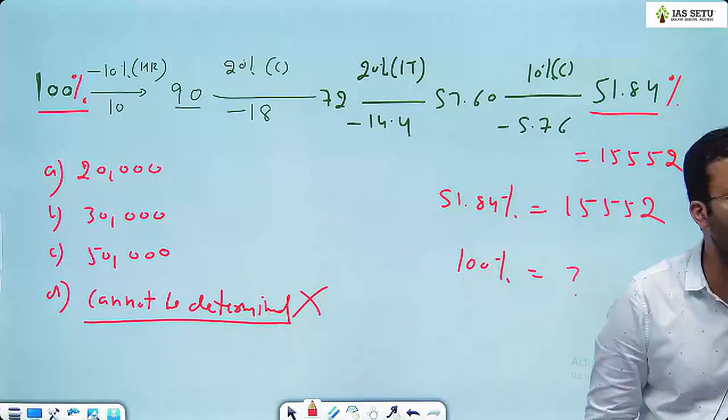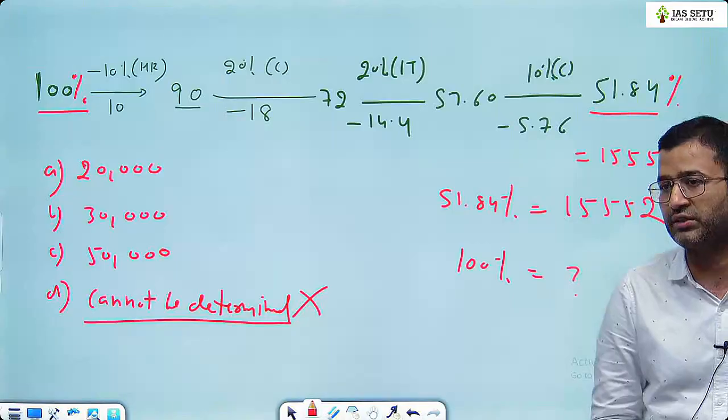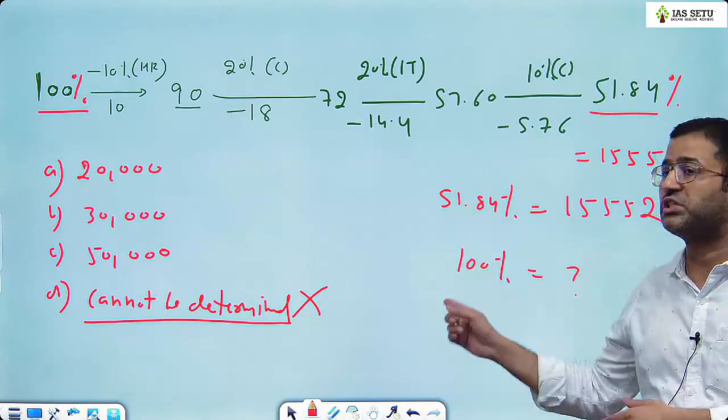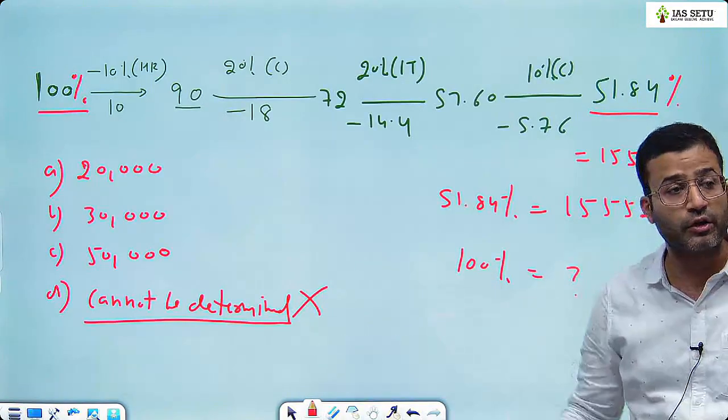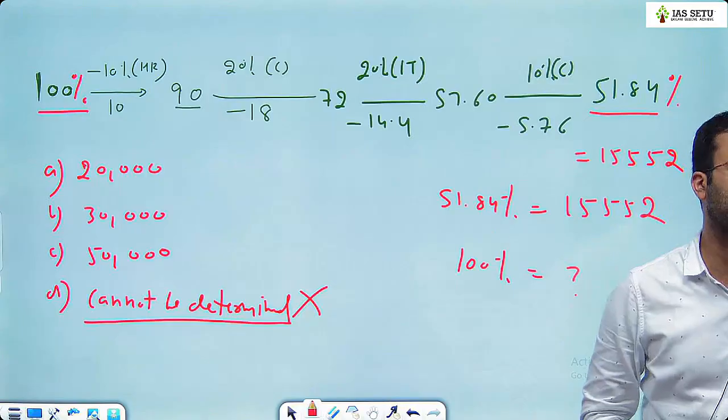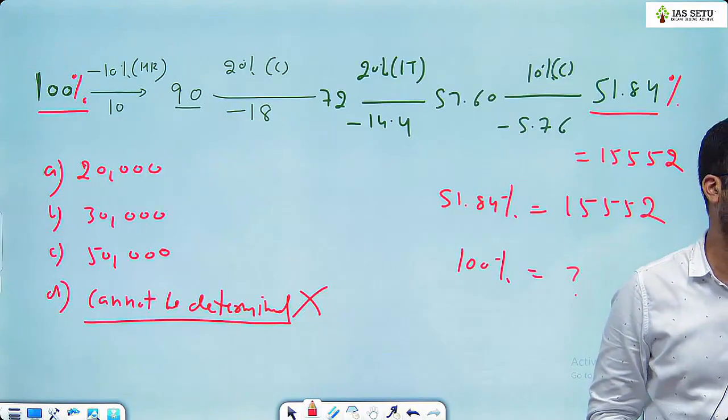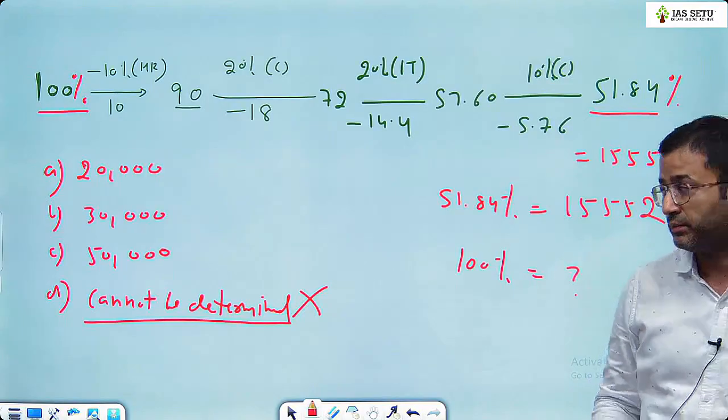Cannot be determined will be the answer where we have confusion about the answer. It's not that the calculation is difficult, that's why cannot be determined. Cannot be determined is where we don't have a fixed answer. There is a confusion about the answer. There you have to put cannot be determined.